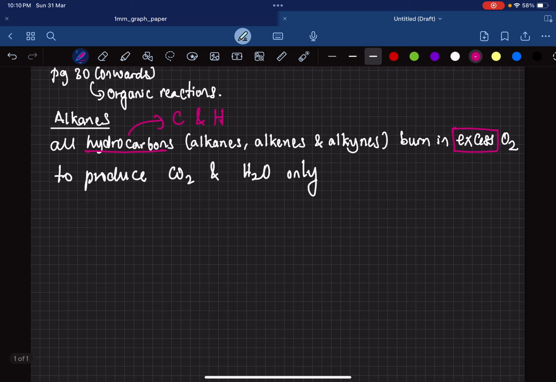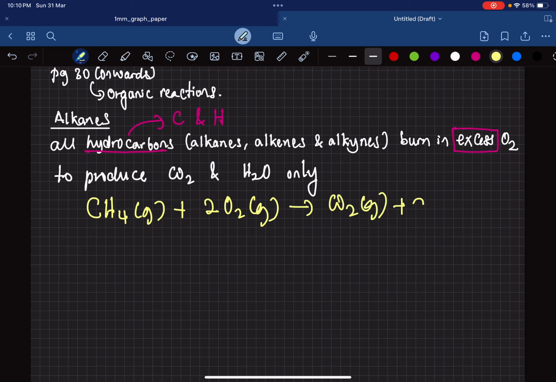So for example, let's say we have methane gas, and then it reacts in oxygen to produce carbon dioxide and water. You have to make sure that your equation is balanced, and the symbols for states usually are not required, but it's always a good idea to try to write them. So this works for all kinds of hydrocarbons, if you have excess oxygen. So you read the question, it says excess oxygen, this is what is going to happen.